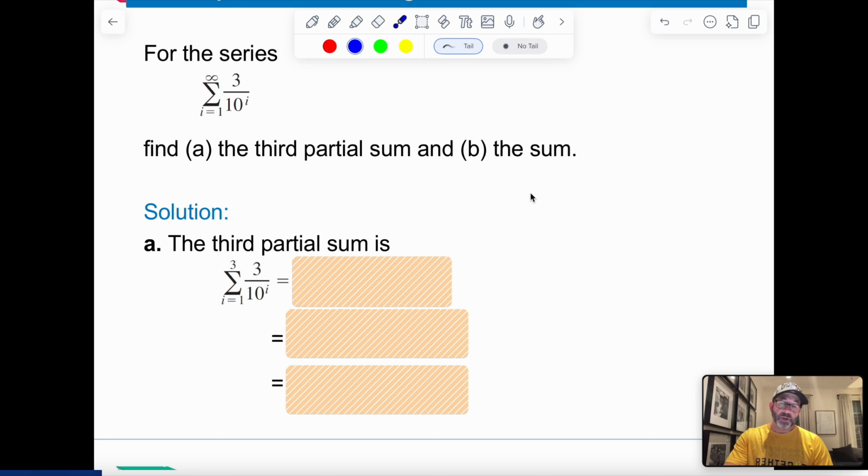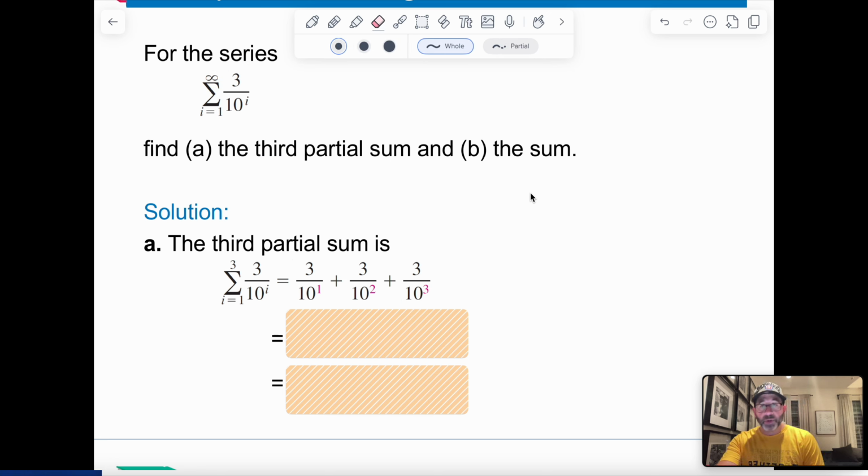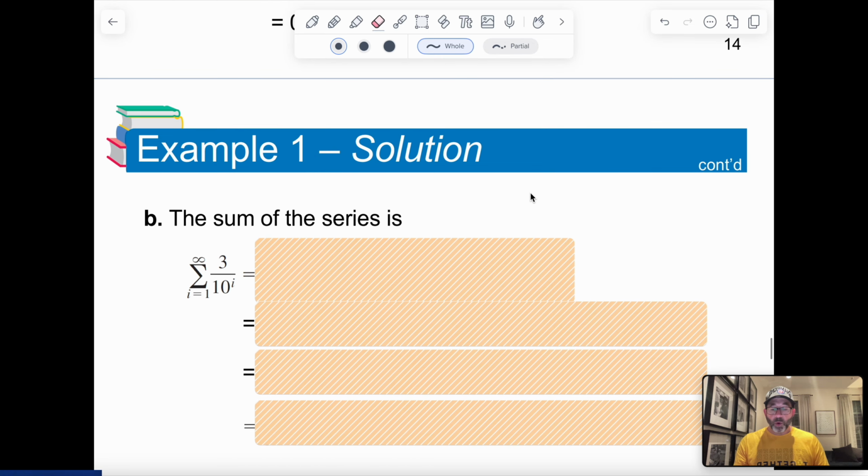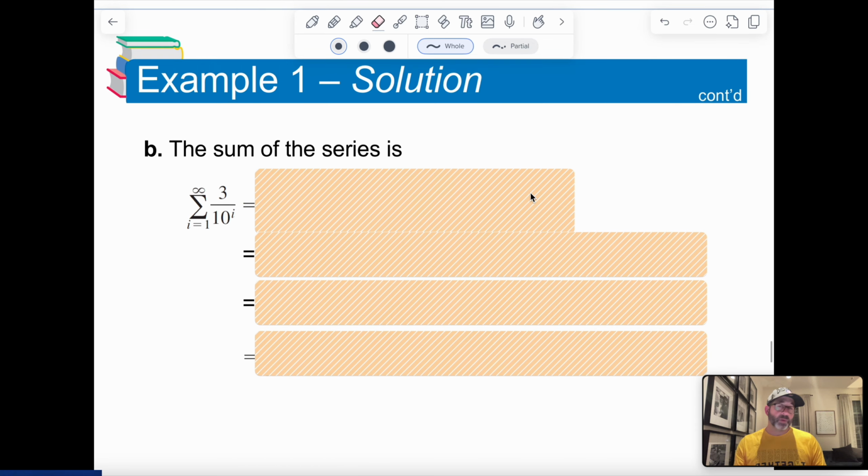Okay, so what's going to happen is we're going to have 3 divided by 10 to the first, 10 to the second, and 10 to the third. We'll add all these together, and we end up with 0.3, 0.03, and then 0.003. And when you look at this, you can see that this equals 0.333. Now, this is the sum of the first 3 terms. It's 0.333.